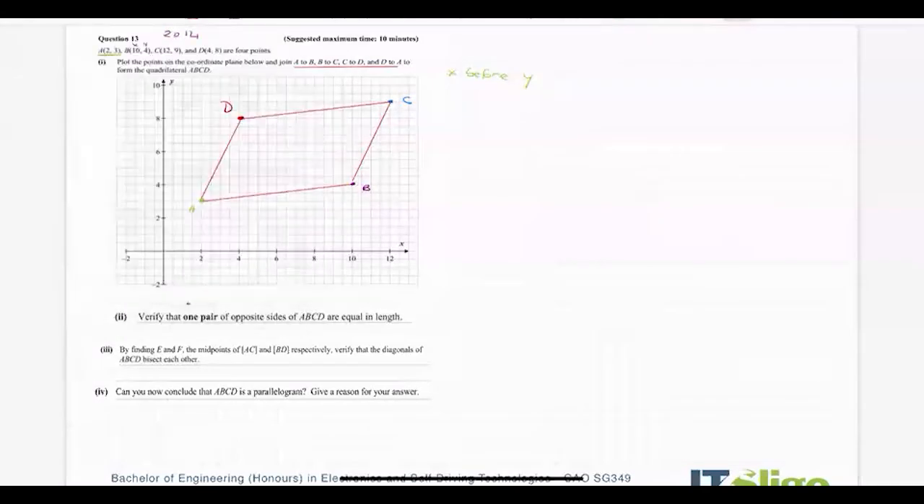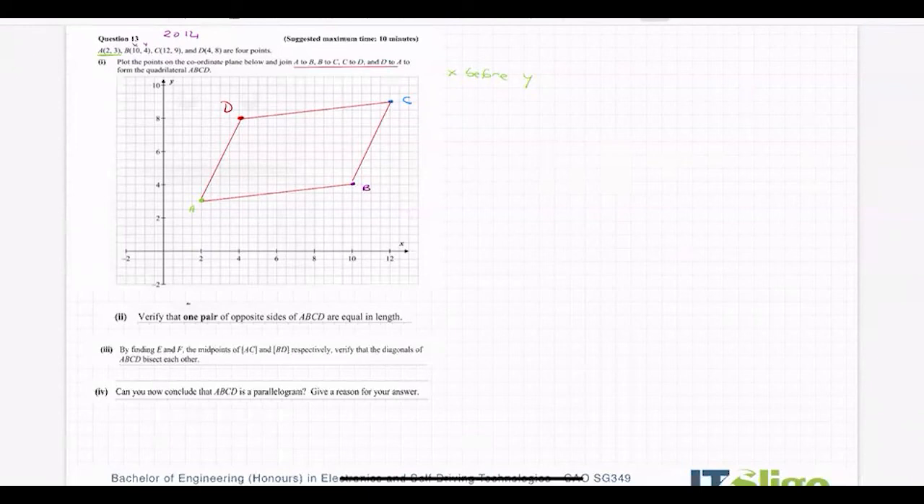And I'll explain this one as I go. Verify that one pair of opposite sides are equal in length. So in a parallelogram, opposite sides are equal in length. If anybody has geometry done, you will know that, but you may not have that chapter done. It means the length of AD is equal to the length of BC, and the length of DC is equal to the length of AB. So you have to do it twice. You have to get the length of, we'll say, AB and then CD and show that they're equal. Or you can pick the other pair of sides, AD and BC.